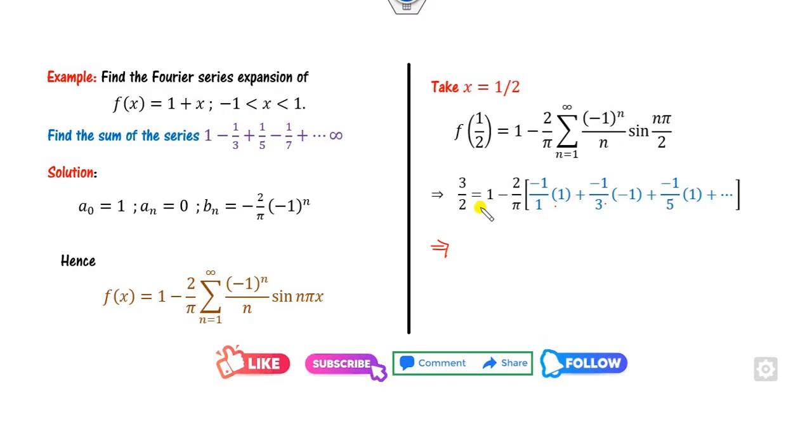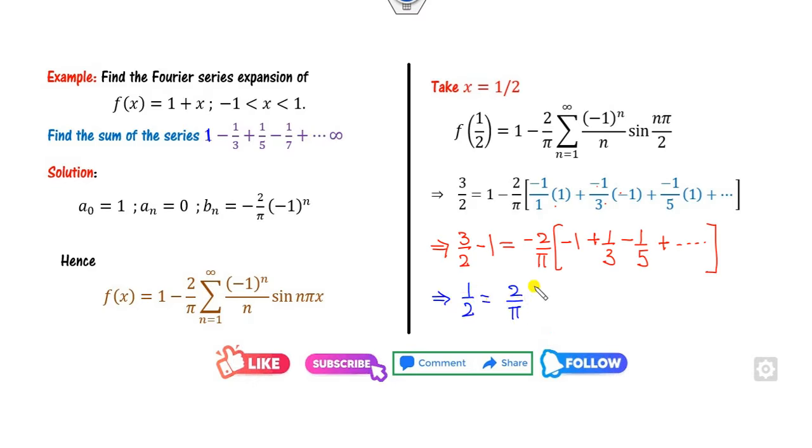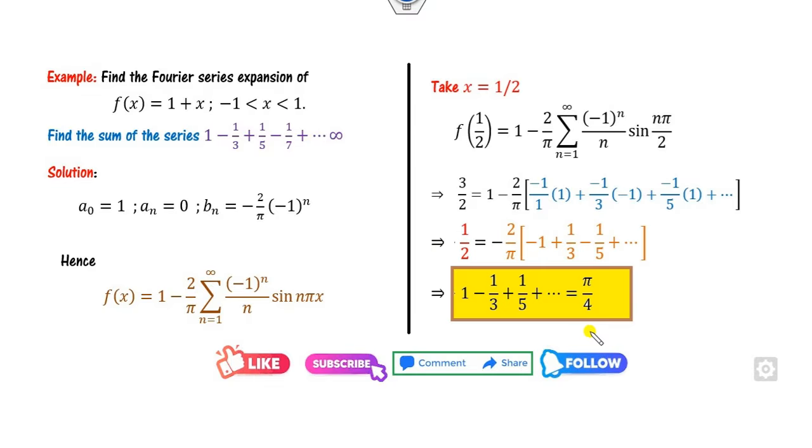Now you can solve this. 1 I can write on the left hand side, minus 1, which is minus 2 over pi. So this is minus 1, it is minus minus plus 1, it is minus 1 over 5 plus and so on. Now since I need the first quantity to be positive, I can take negative as common. It is half 2 over pi, then 1 minus 1 over 3 plus 1 over 5 minus 1 over 7 and so on. So this value will be pi divided by 4, which is the right answer of this problem.